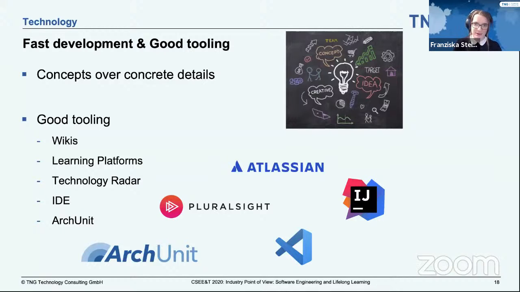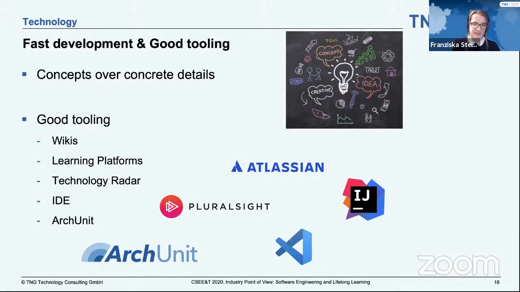A very good example of a wiki is, for example, Confluence from the Atlassian software products. As already mentioned, another very good tooling is learning platforms. We are currently evaluating Pluralsight, which offers you really to create your own learning experience and to choose whatever you want to learn. What also might be interesting are the so-called technology radars.